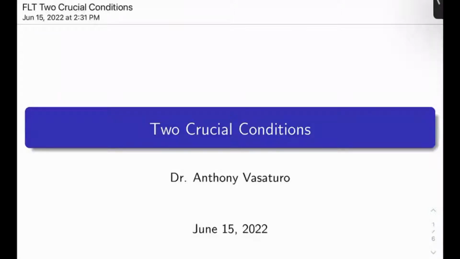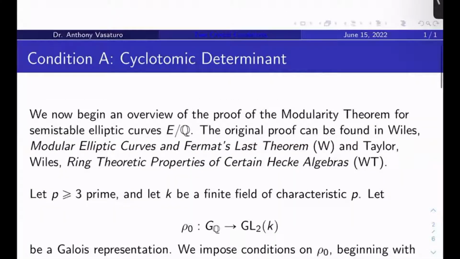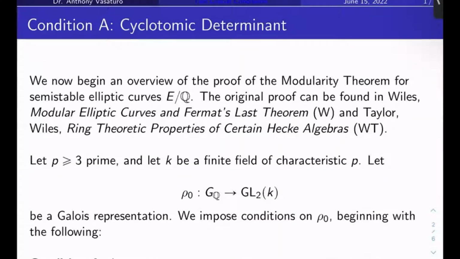We are going to start an overview of the proof of semi-stable modularity. We're going to begin by looking at residual Galois representations, so representations to GL2 of a finite field of characteristic P. And we're going to start imposing conditions on these representations that are going to be useful to us. We're going to look at two of the four conditions today. The first condition, condition A we'll call it, is the cyclotomic determinant condition.